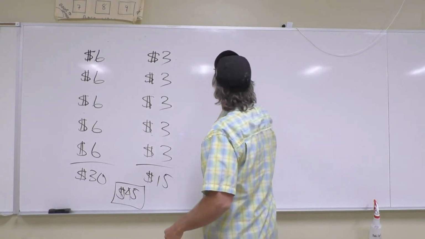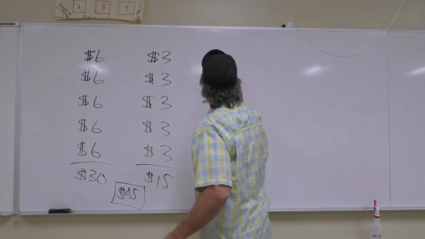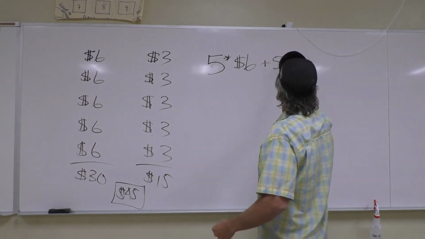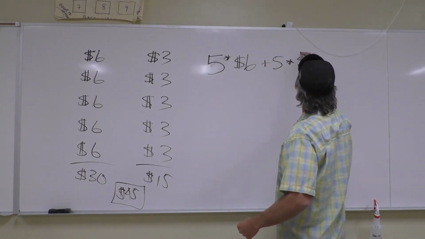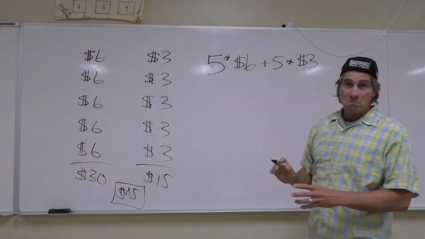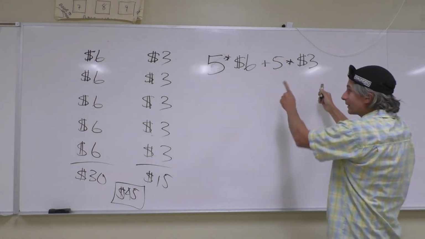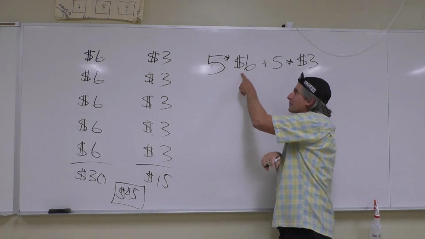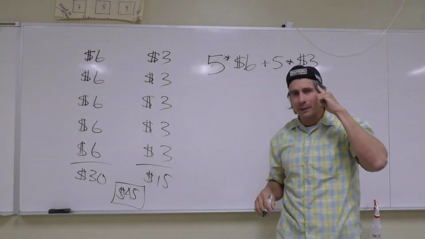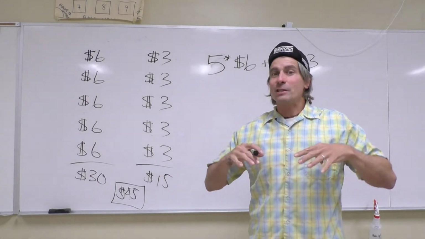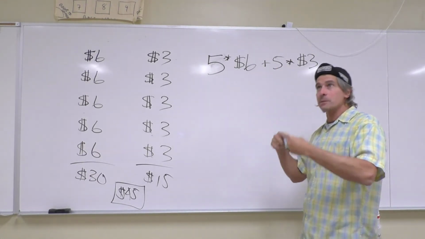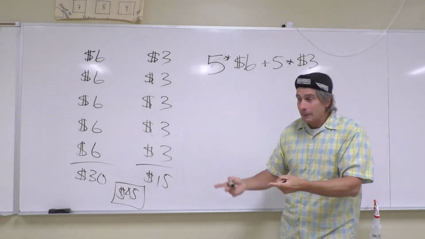there, which is 5 times the $6 plus 5 times the $3. I mean, this really is this. It's just when you see 5 times $6, you learned a long time ago, multiplication is just adding things over and over again. So 5 times 6 means 6 plus 6 plus 6 plus 6 plus 6.